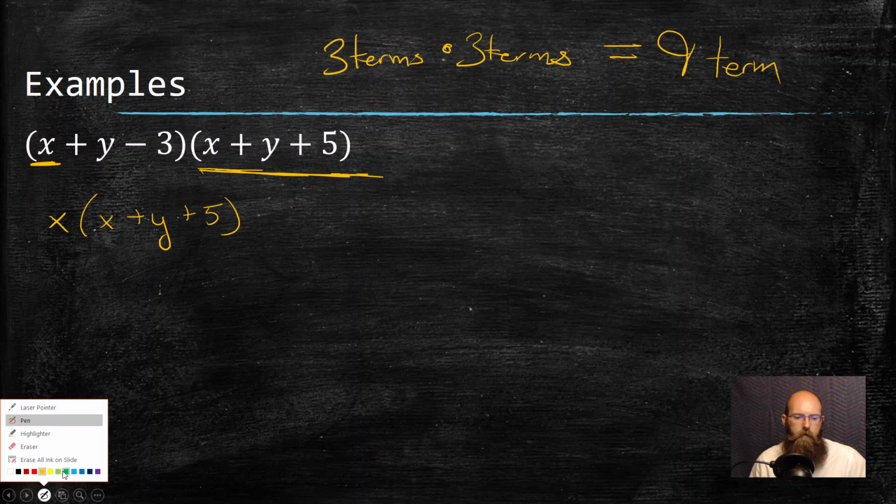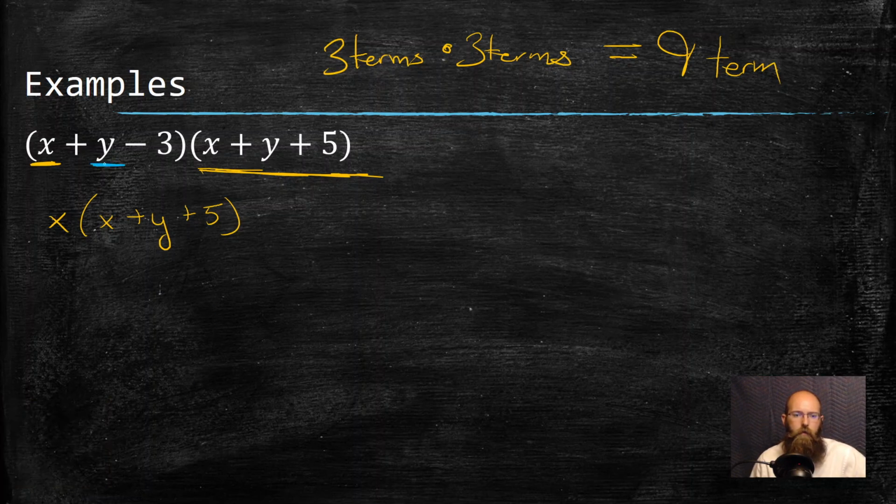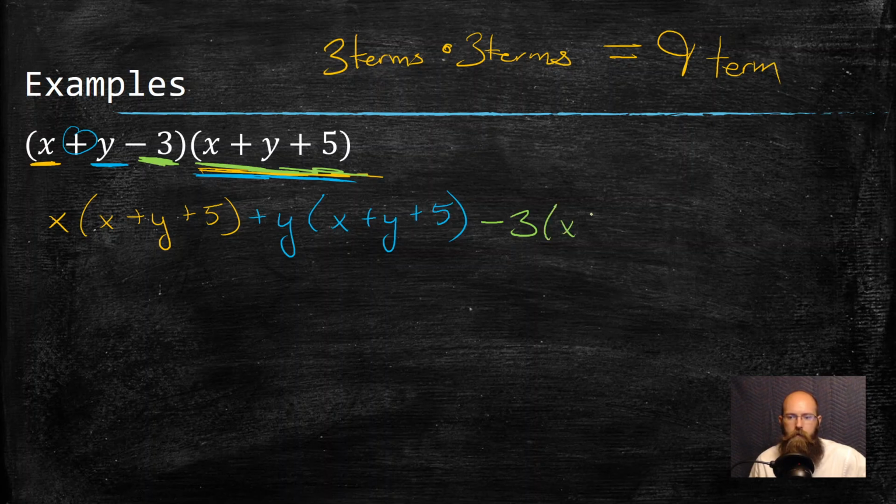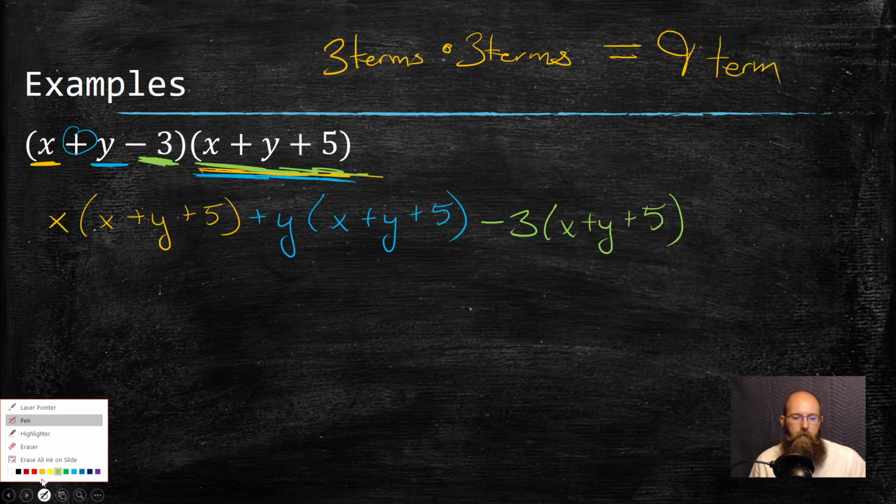Then let me switch colors. I have this y gets multiplied to all of this, and that's a plus. So I have plus y times all of that. Now I'm going to switch colors again, and I've got this negative 3 times all of that. So I have a negative 3 times x plus y plus 5. Now I'm going to distribute in each one of those.